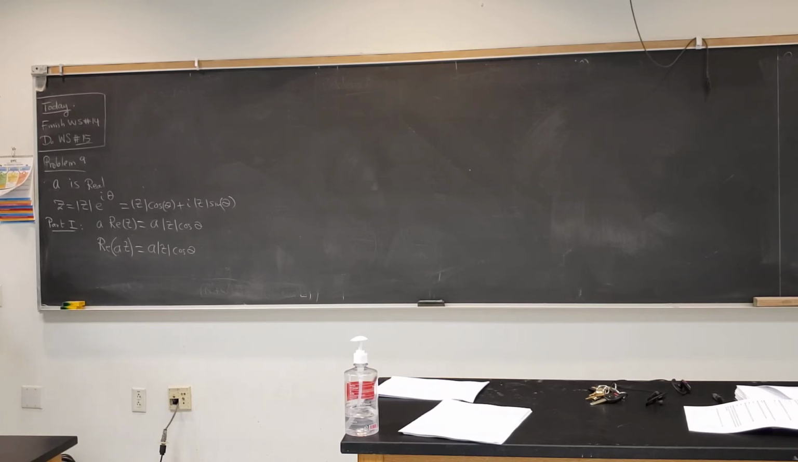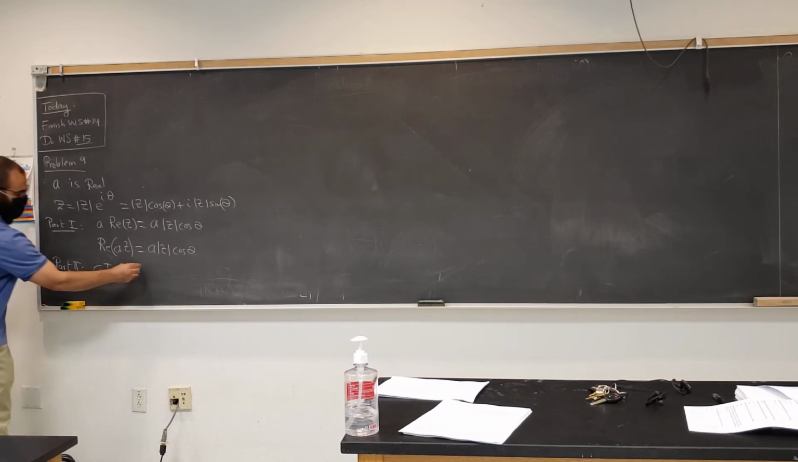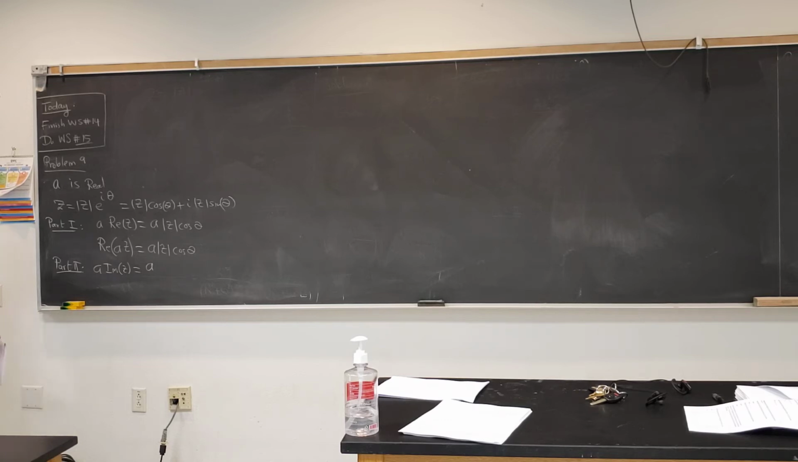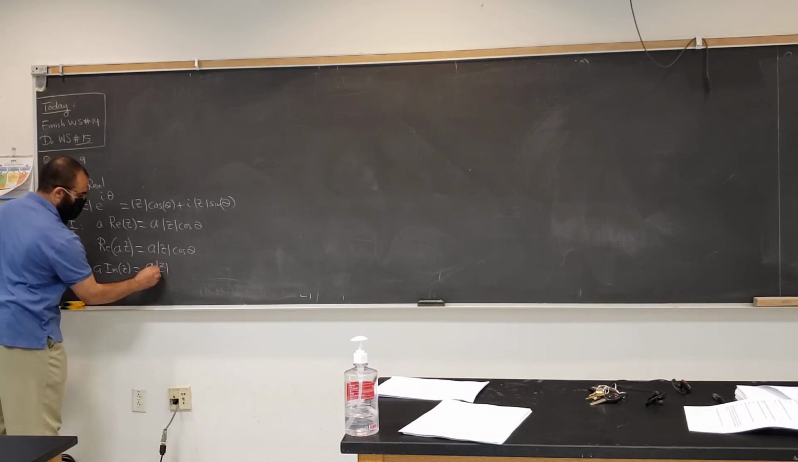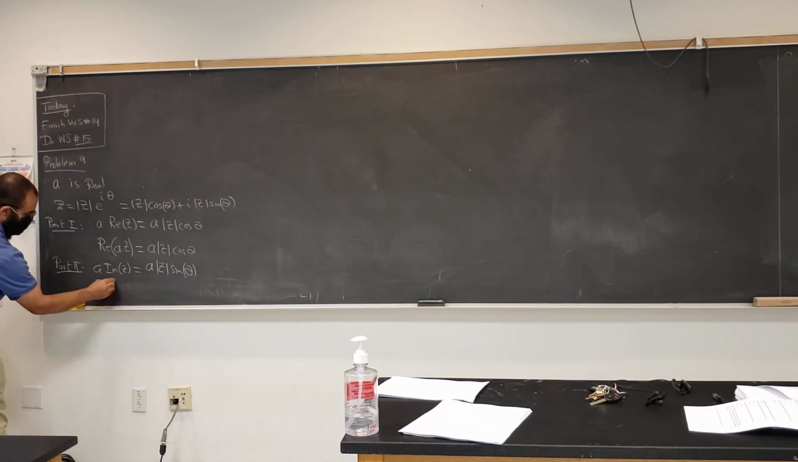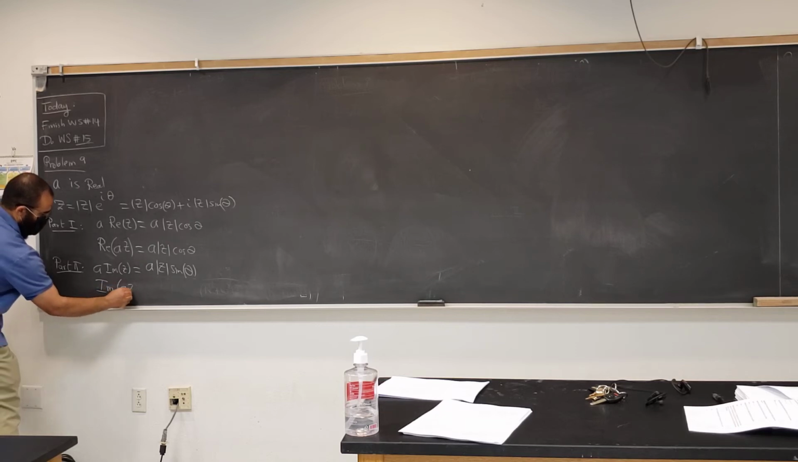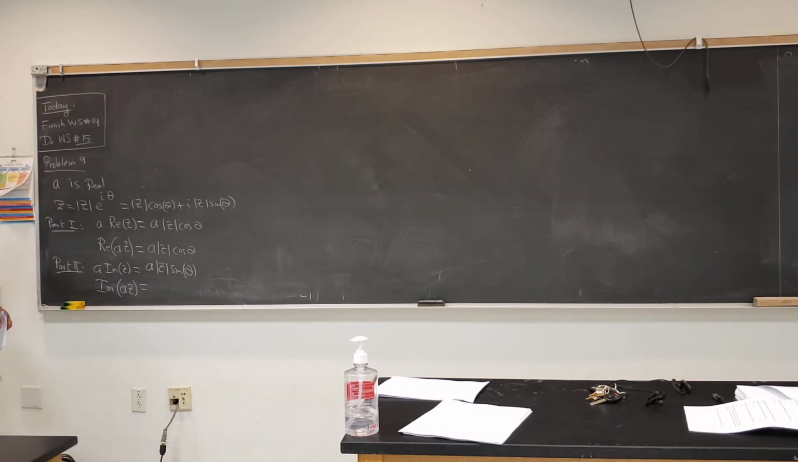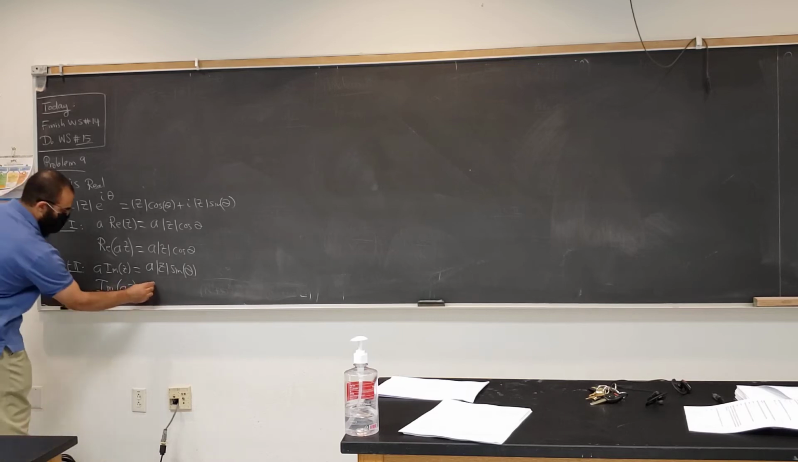And the same thing if you do the imaginary part. If I do a times the imaginary part of z, that would be part 2. So you got a. What's the imaginary part of z? It's the absolute value of z times the sine of theta. And if I want to do the imaginary part of a times z, first multiplying and then taking the imaginary part, does it matter? No, it would still be the same.